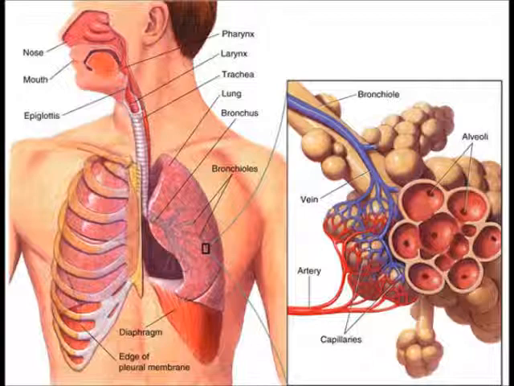Why? Why is it open and closed? So you want to prevent aspiration. What is aspiration? Choking. Into where? Into the tracheobronchial tree. It prevents the particles from going down to your tracheobronchial tree. Okay?